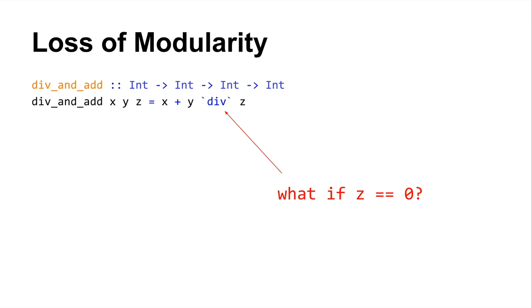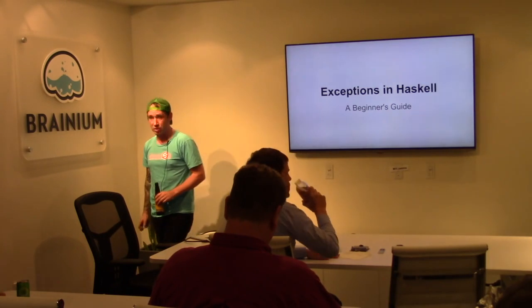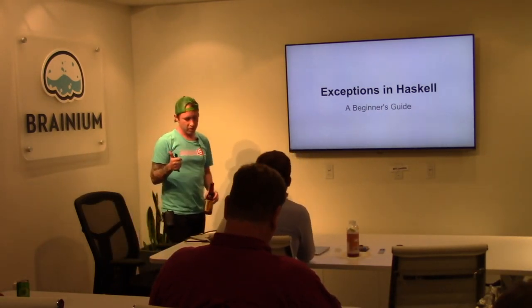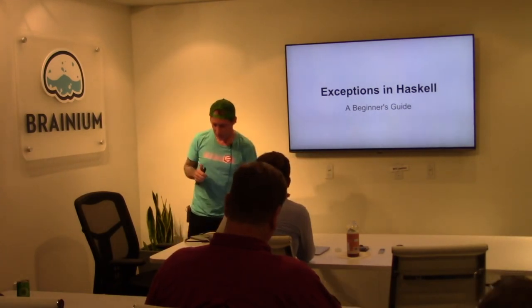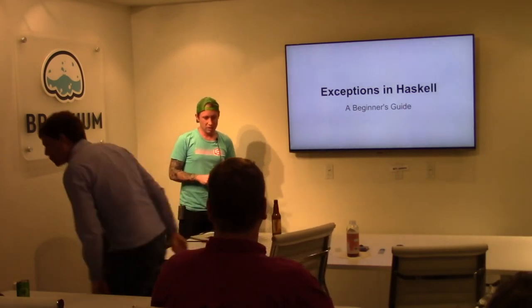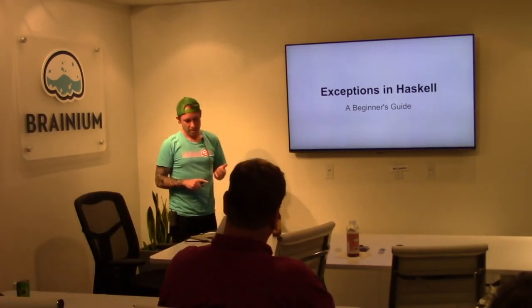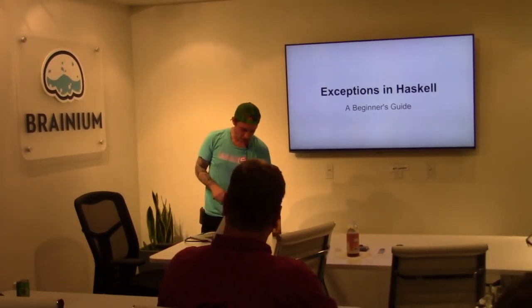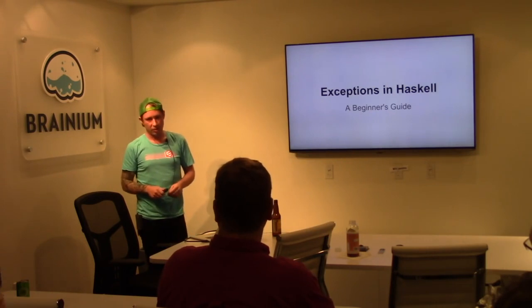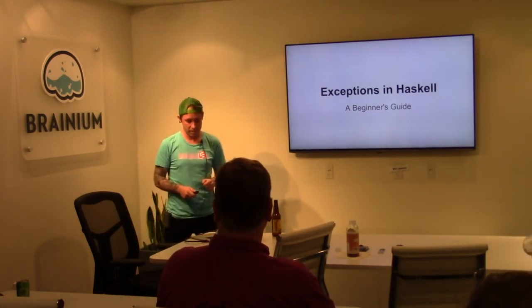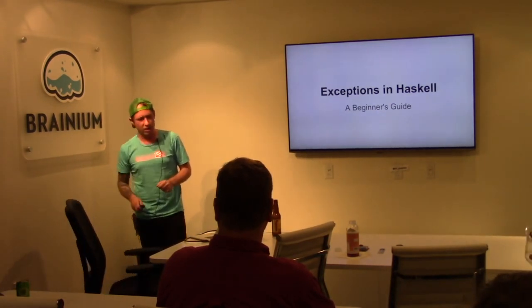Okay, exceptions in Haskell, a beginner's guide. The format of this presentation is kind of a two-pronged attack. It's a book report. It's my summation of "A Semantics for Imprecise Exceptions in Haskell," "Asynchronous Exceptions in Haskell," and another paper that Simon Marlow wrote about an extensible hierarchy of exception types.